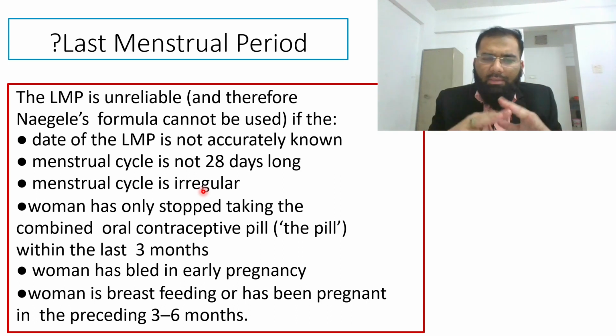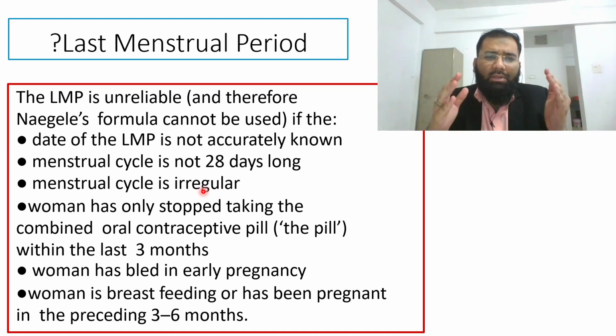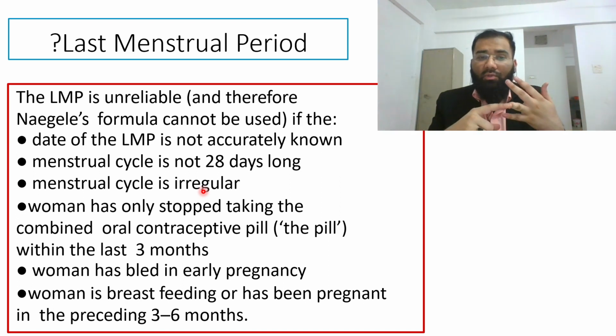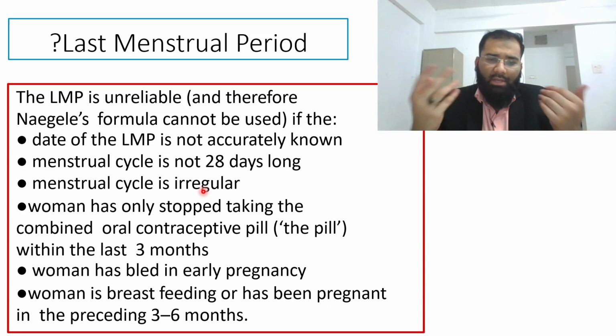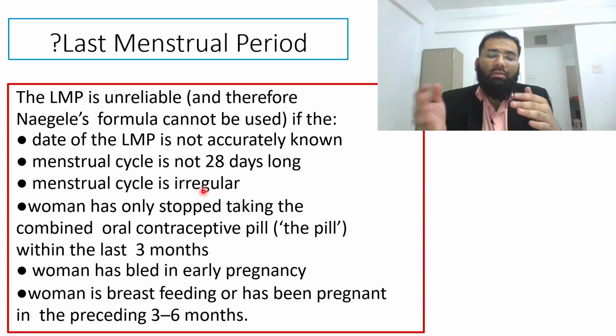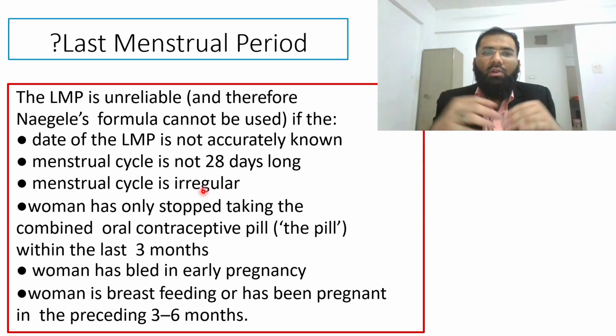As soon as the patient comes to you, the most important thing is the LMP, because that helps you to date the pregnancy, and it also helps us to calculate the EDD. But suppose the patient doesn't know the LMP, or the menstrual cycle is not regular, or the previous cycles are not 28 days, or the patient was on OC pills, or has bled in early pregnancy, or was lactating and in between she got pregnant. In such cases, you cannot rely on LMP.